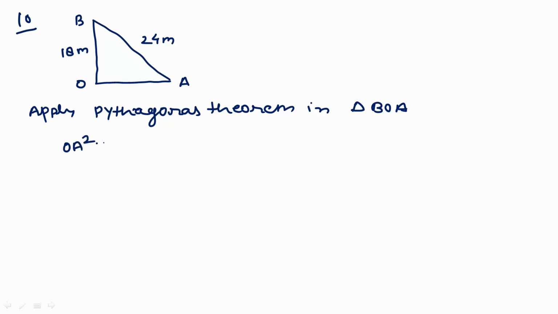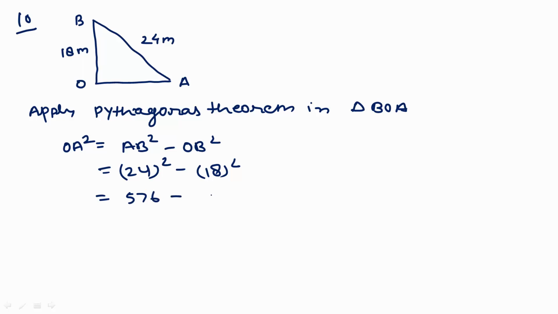OA square is equal to AB square minus OB square. The value of AB is equal to 24 and OB is 18. The square of 24 is 576 and the square of 18 is 324. So OA square is equal to 252.